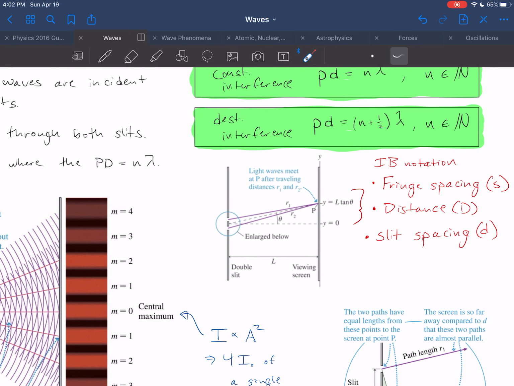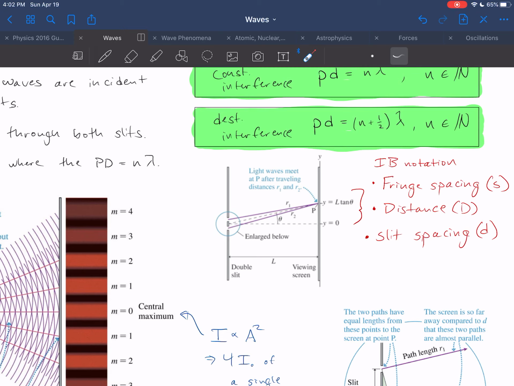So in IB notation, we're going to call the fringe spacing S. The fringe spacing S is the space between the bright lines. So in the bright line patterns you can see over here, the fringe spacing S would be this distance, and this one, and this one. So it's the difference between any of the bright lines.